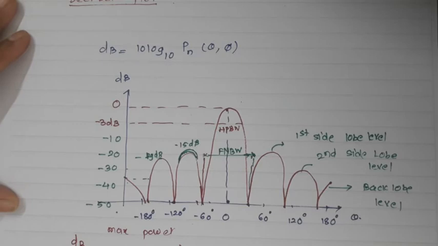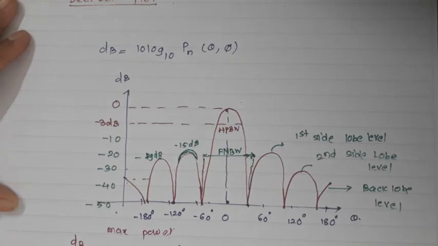Since the side lobe values are normalized to less than 1, the logarithm of these values is negative, giving side lobe peaks negative values. So using the 3 dB plot, we can define some very important antenna parameters. The first one is the half power beam width.